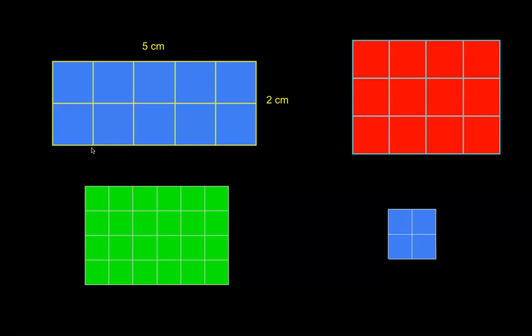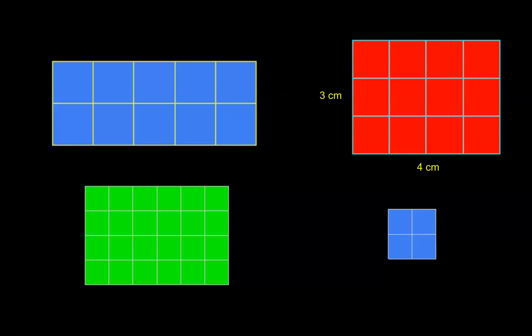Now, the first one here, it's 5 centimeters long, it's 2 centimeters wide. And the area would be 10 square centimeters. Now, if you give the answer and you say it's 10 centimeters, you're wrong. You must say 10 square centimeters. Let's go across to that one.